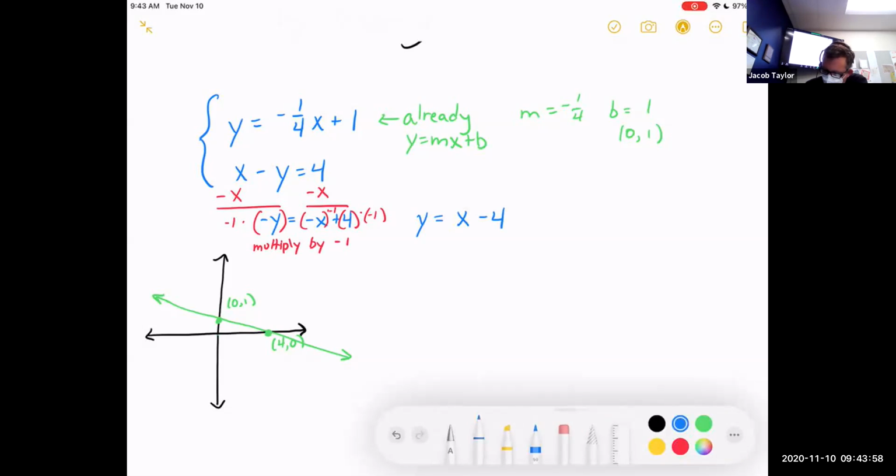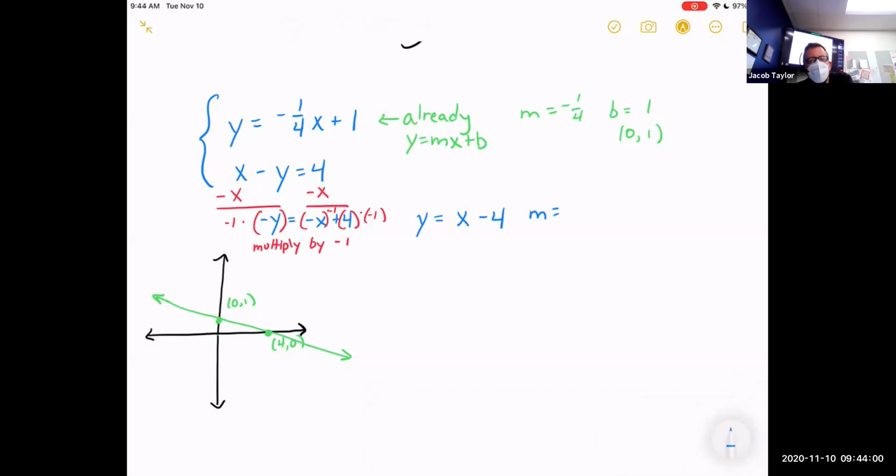Now I can tell you what the slope and the y-intercept are. What is the m here? What's the number in front of the x, or the coefficient of x? 1. And the value of b is close, not 4, negative 4, because of that minus sign, which means the y-intercept is 0, negative 4.